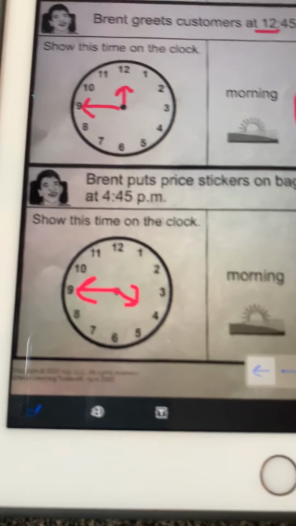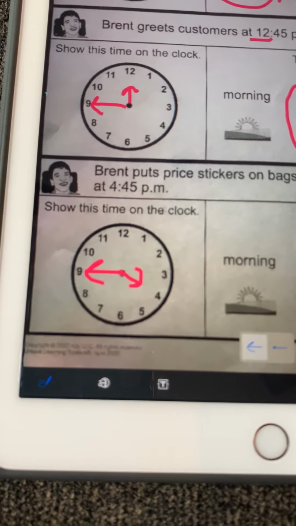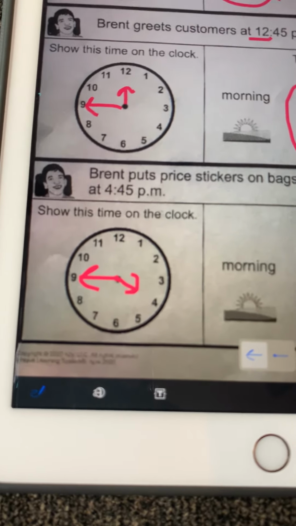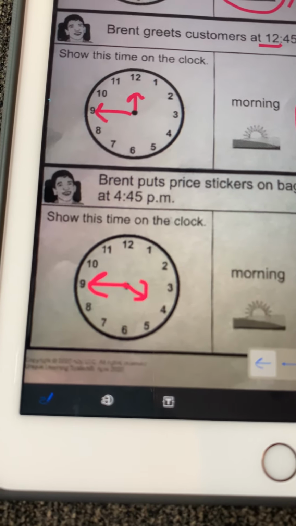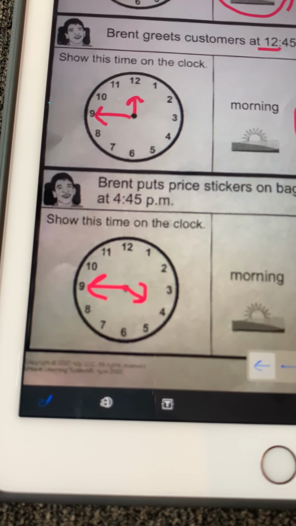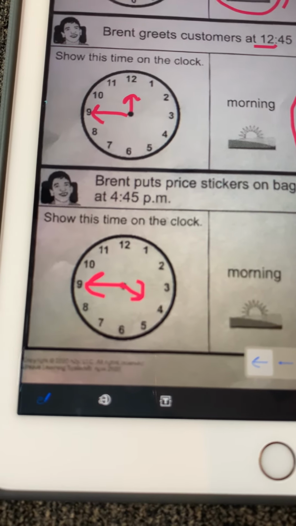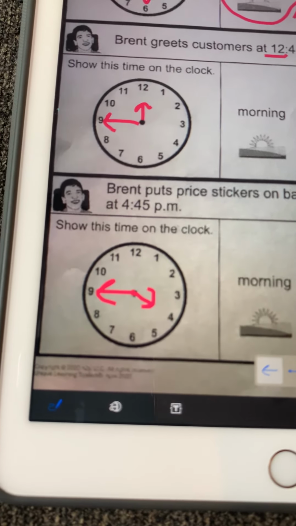And point it towards the 9. Little hand on the 4 because it's the 4th hour. Big hand on the 9 because it's the 45 minutes mark. So that clock reads 4:45.